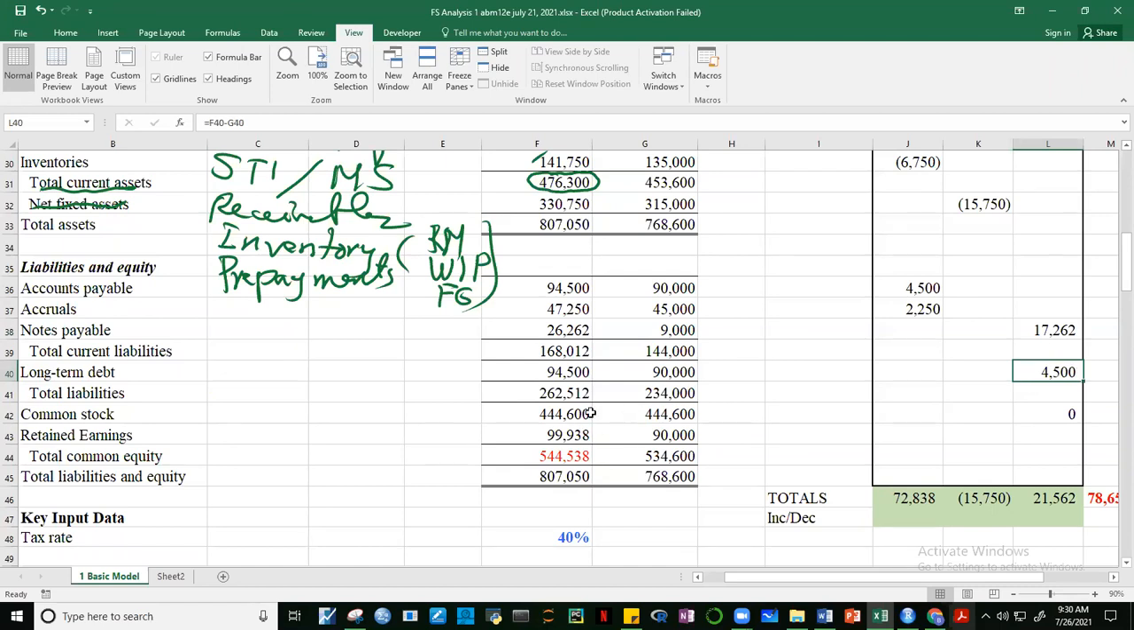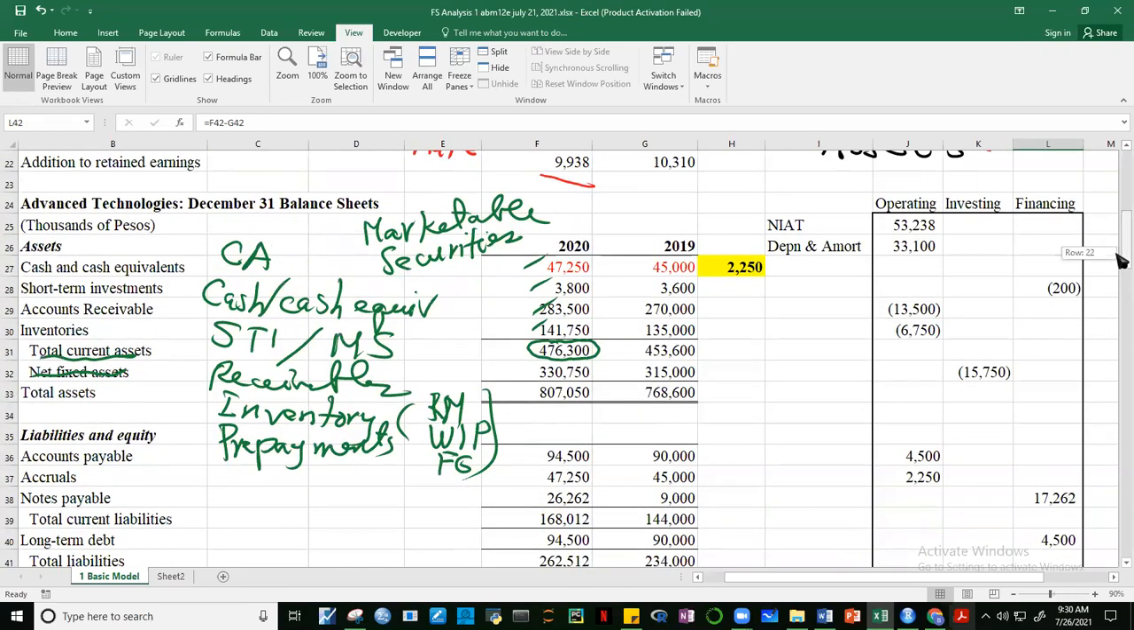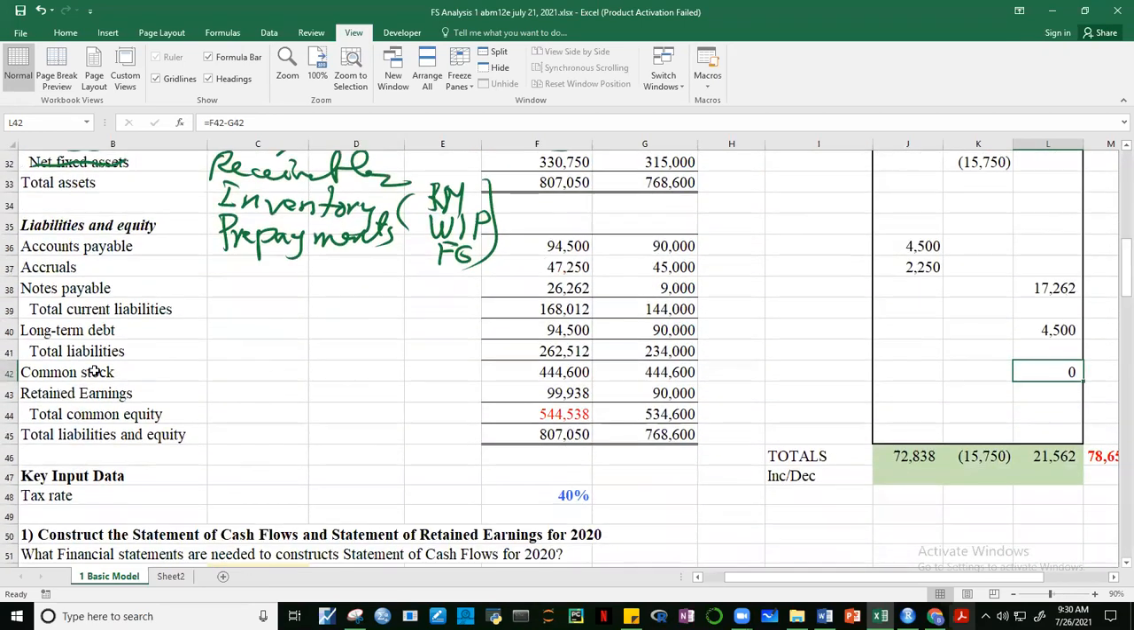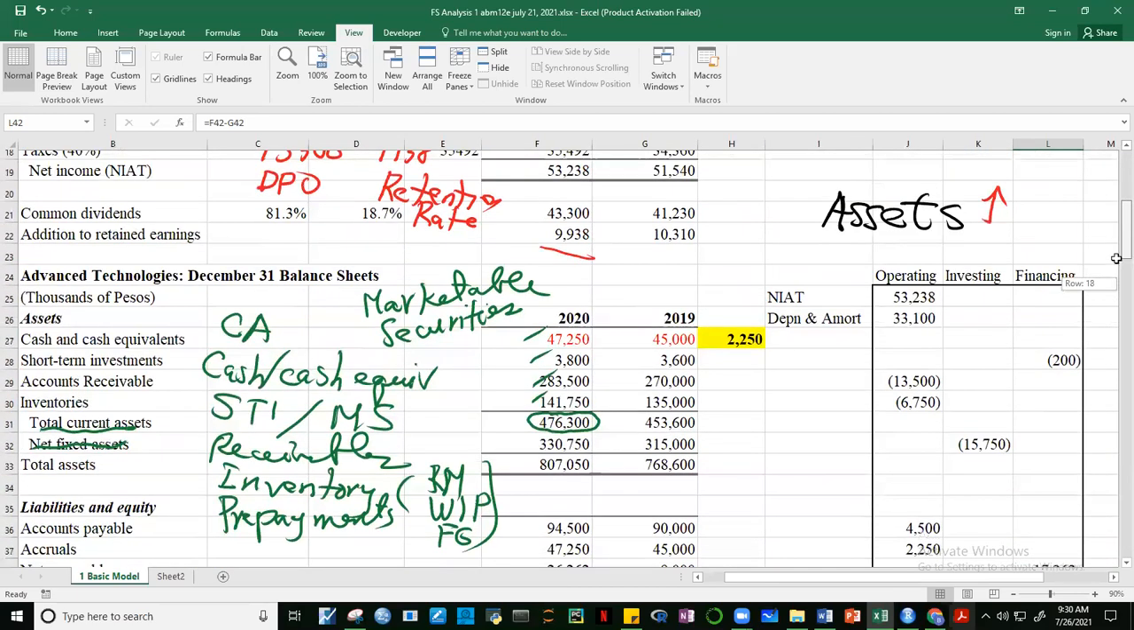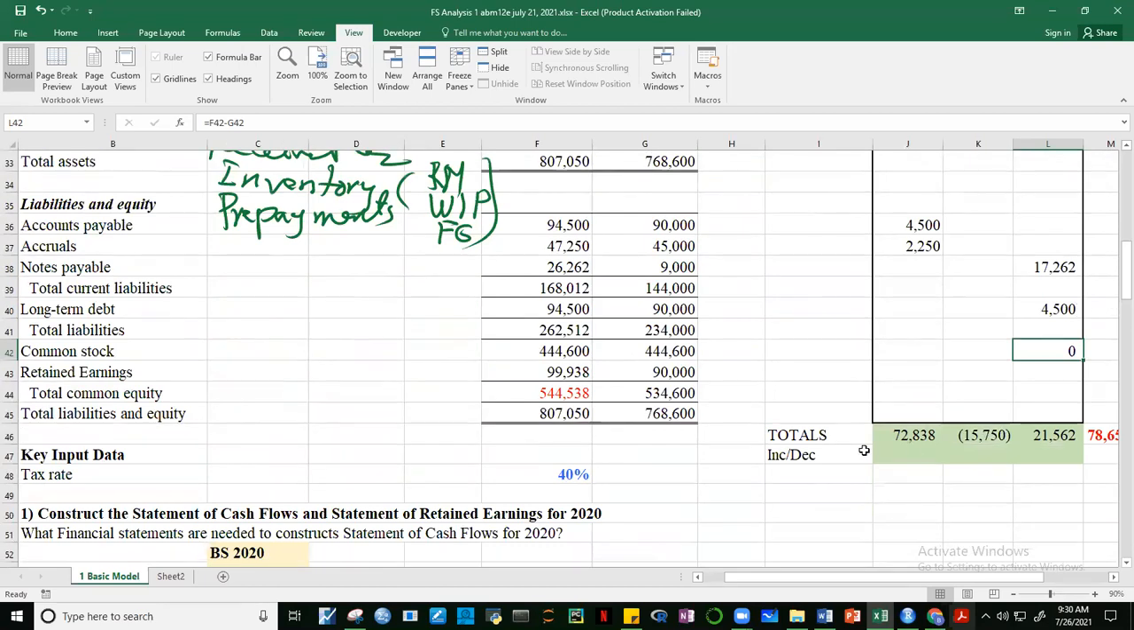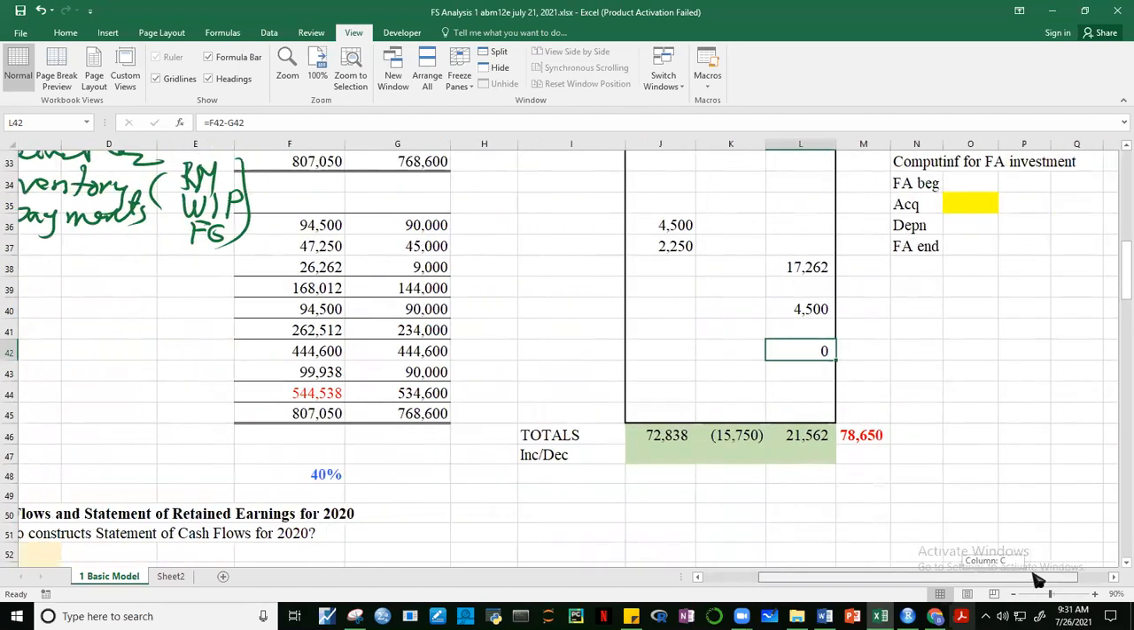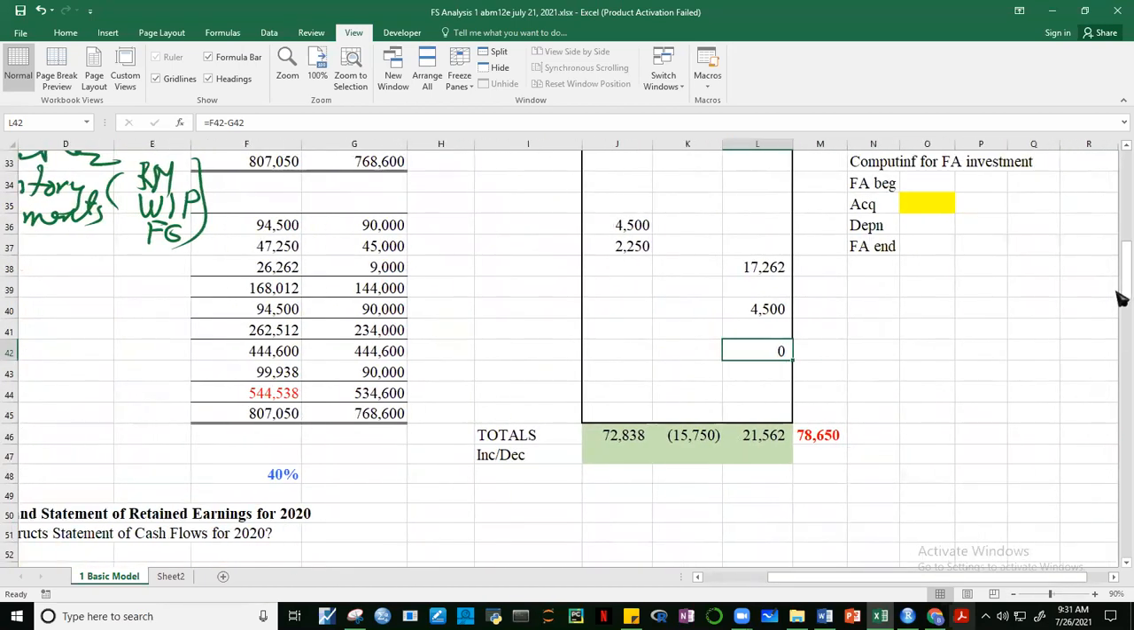Common stock, if ever it changes, papasok din sa financing, okay? And syempre, kung nag-increase yan, guys, then that should be a source of cash. Retained earnings, hindi natin sinasama kasi that's part of your net income after tax. And so, wala nang ibang account dito. All right. Then we added the operating, investing, financing, sinamap natin dito. Okay. Then we have 78,650.